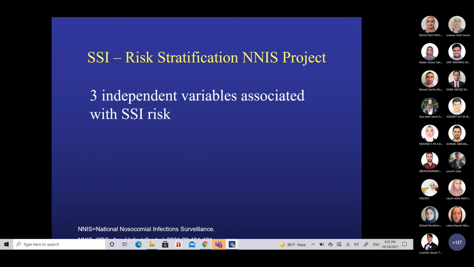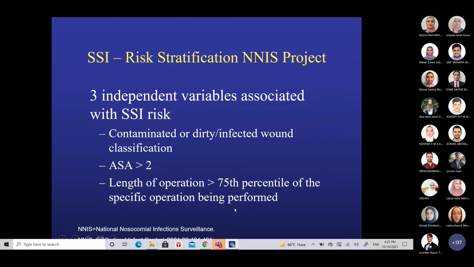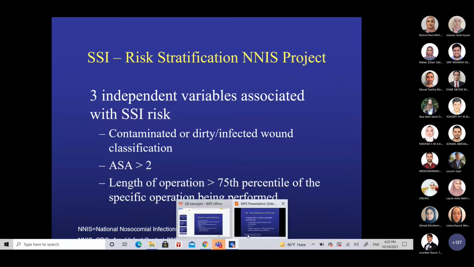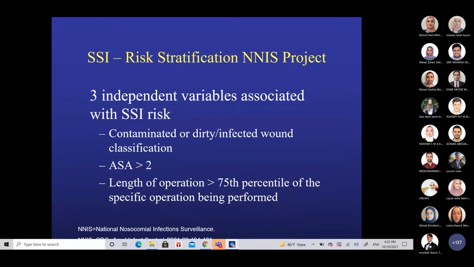Many factors are playing roles in the process. So we come across the most important risk factors, the independent risk factors. Three independent variables are associated with surgical site infection: type of surgery, I mean being contaminated or dirty infected wound; ASA more than 2; and length of operation more than the 75th percentile of the specific operation being performed.